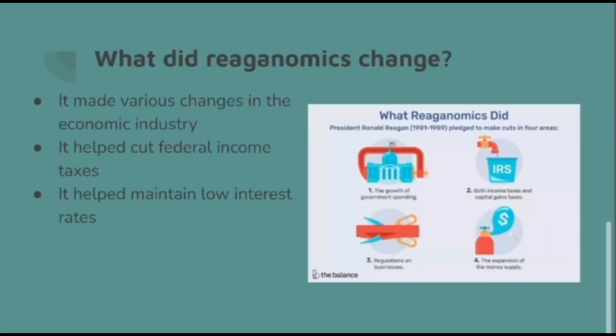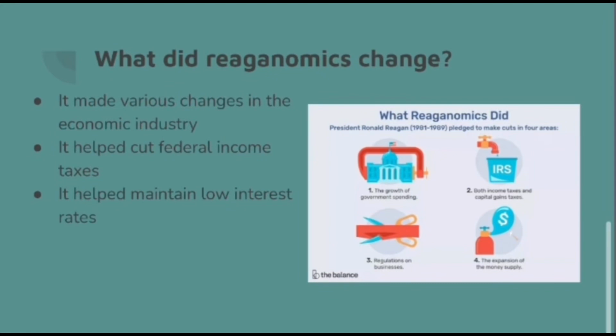Reaganomics changed a lot during this time. Reaganomics changed various parts of the economic industry. It cut federal income taxes and the U.S. government spending budget. This scaled down to the government workforce, allowing the government to maintain low interest rates and keep a watchful inflation hedge on the monetary supply, which was the money stock or volume of the money held by the public during the 1980s. This photo shows what Reaganomics did from 1981 to 1989.